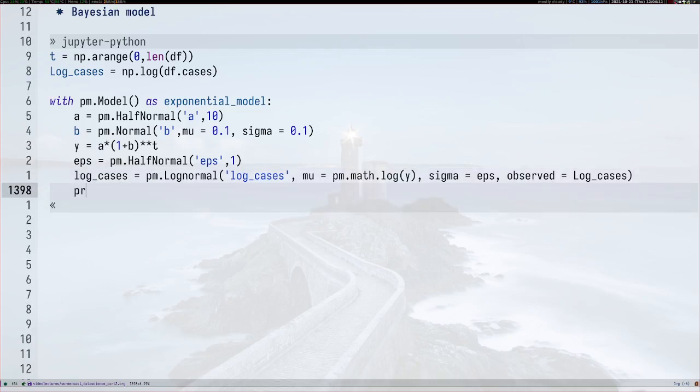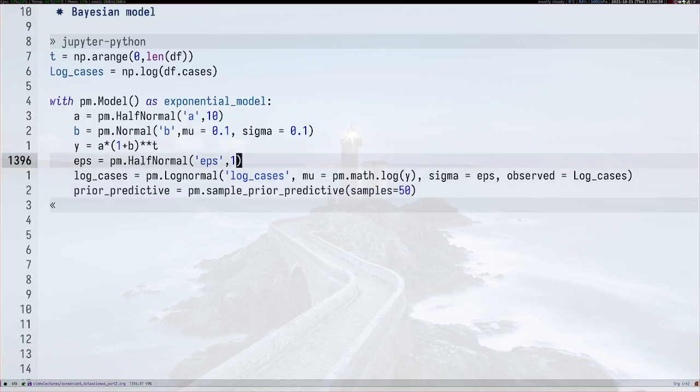So the trick that we want to look at here is prior predictive, which is pm.sample_prior_predictive, and let's say that we want to have 50 samples.